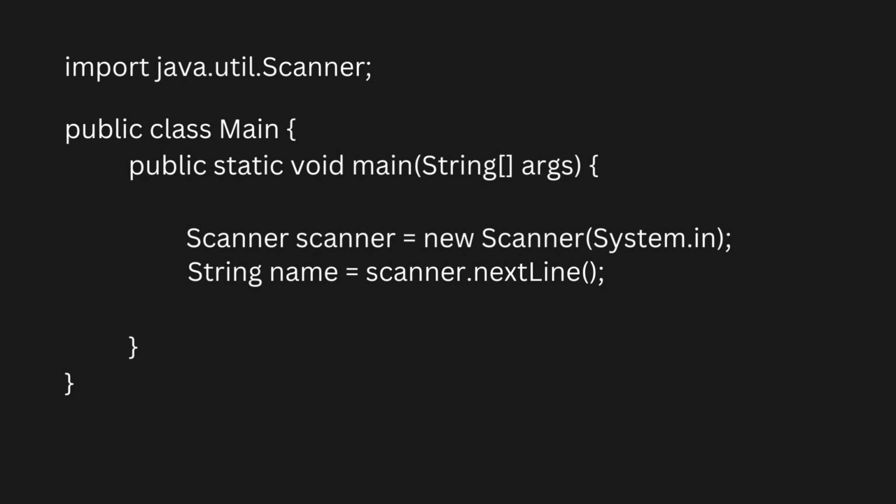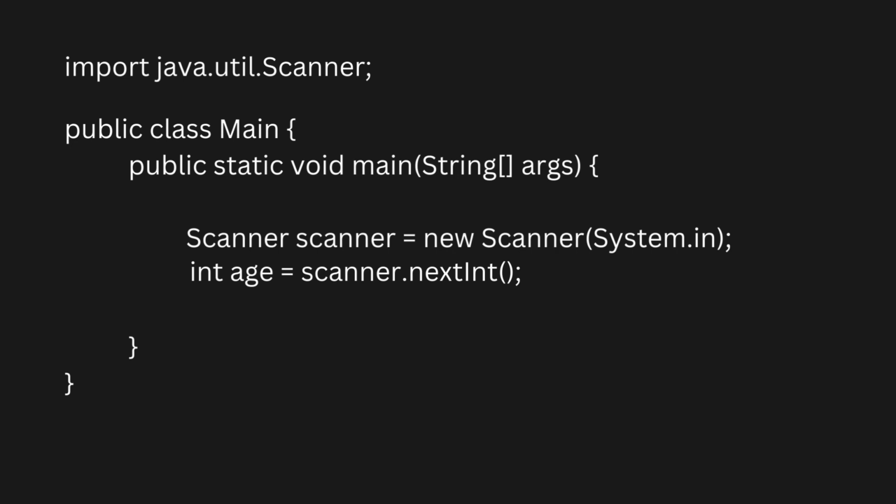You can also use other methods of the Scanner class to read input of different types, such as integers, floats, or booleans. For example, to read an integer from the user, you can use the nextInt method. This reads an integer entered by the user and stores it in a variable called age.